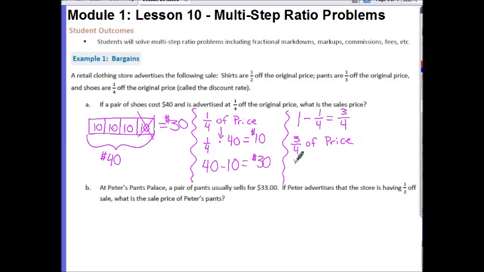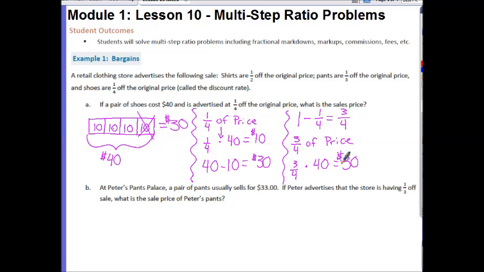So let's translate this one. 3/4 is still 3/4. Of means to multiply, and the price is 40. 3/4 of 40 is $30. So you can see that this is a little bit quicker method than the other two. Let's take a look at part B.